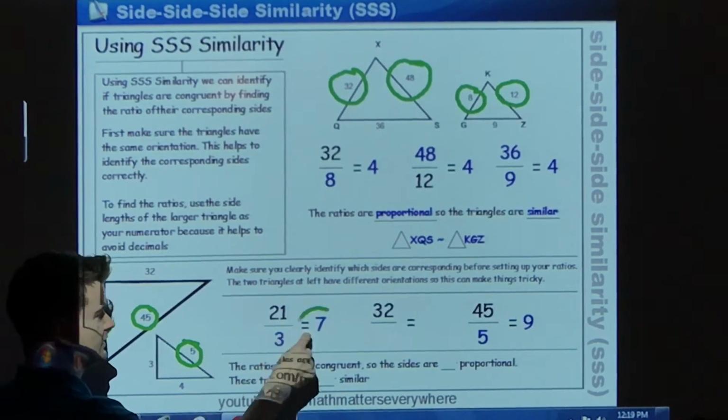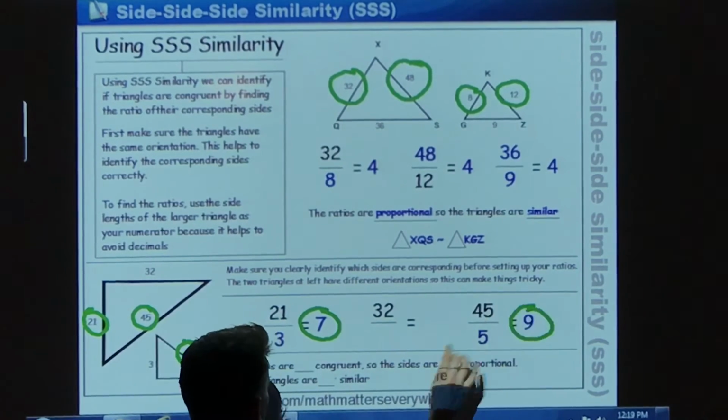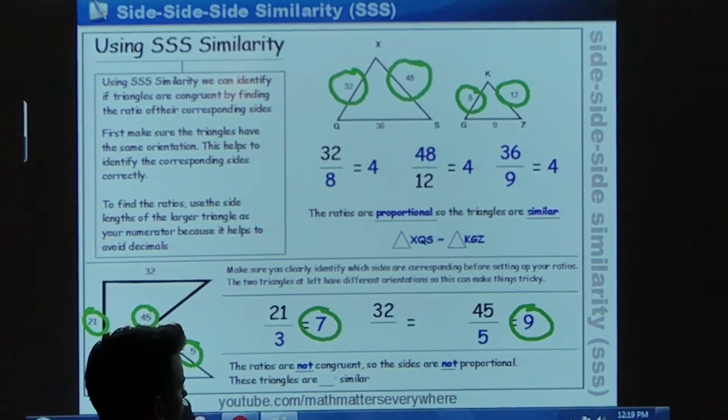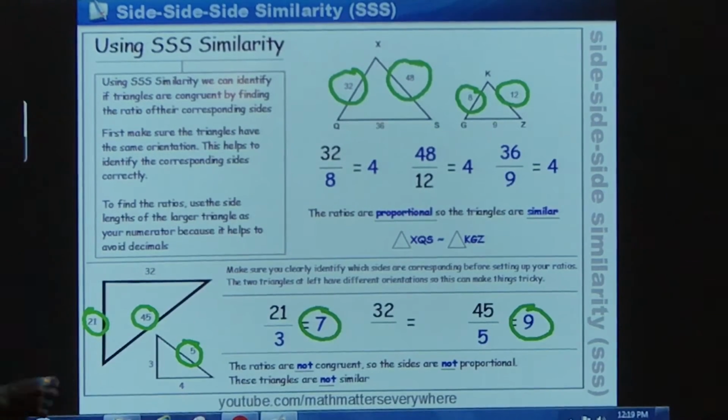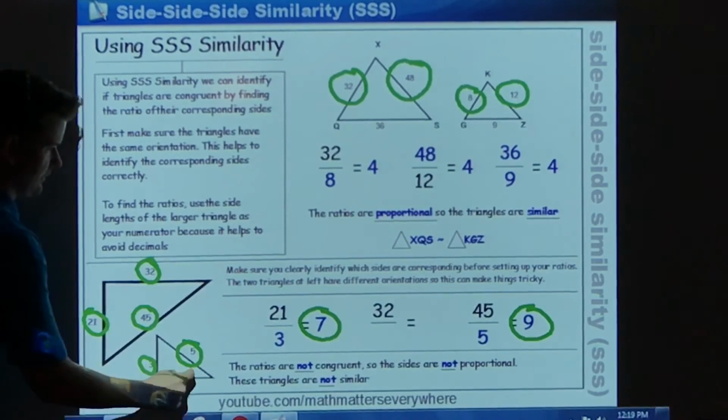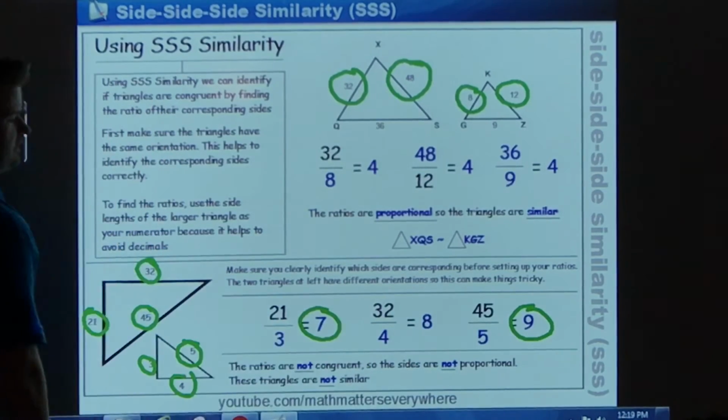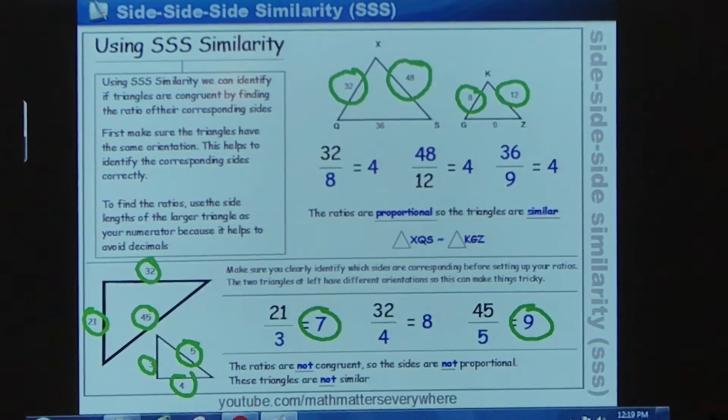No, I do not. These ratios are not congruent, so their sides are not proportional. These triangles are not similar. If you did keep going, you would do 32 divided by 4. That gives you 8, proving once again that I just wasted 10 seconds of your life.